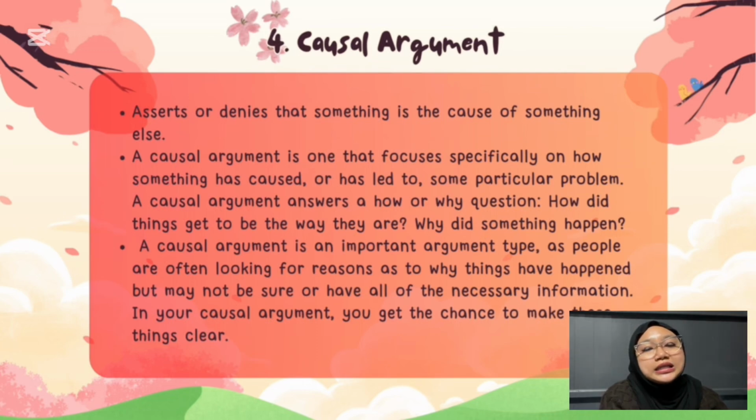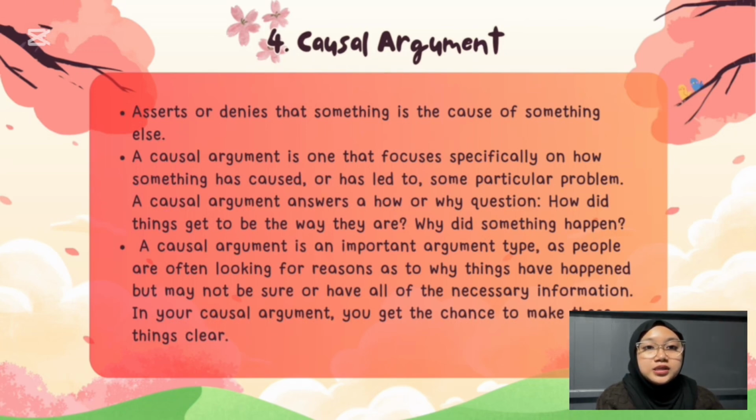When constructing a causal argument, it's essential to focus on a few components. The first one is assert the cause and effect. Begin by clearly stating what you believe is the cause and what the effect is. This clarity sets the foundation for your argument. The second one is address the how and why. Dive into the specifics of how the cause leads to the effect.